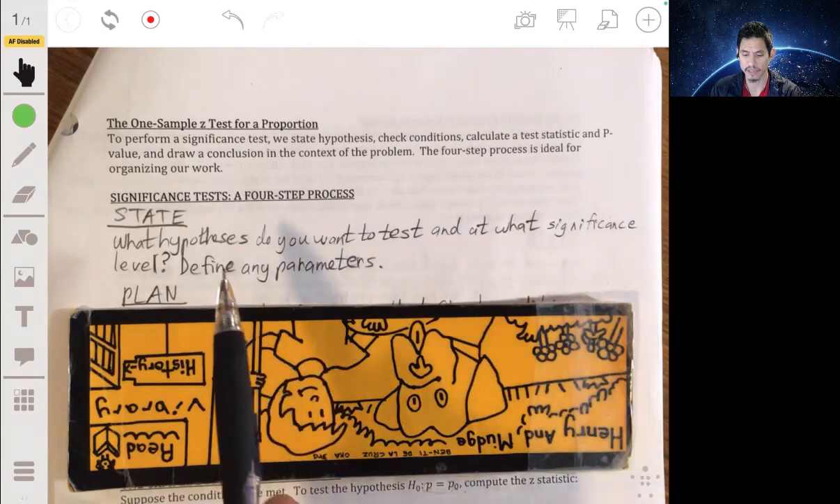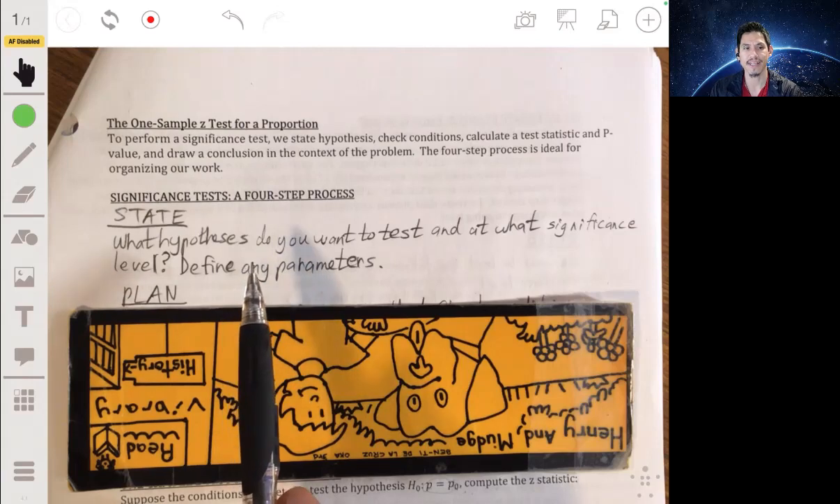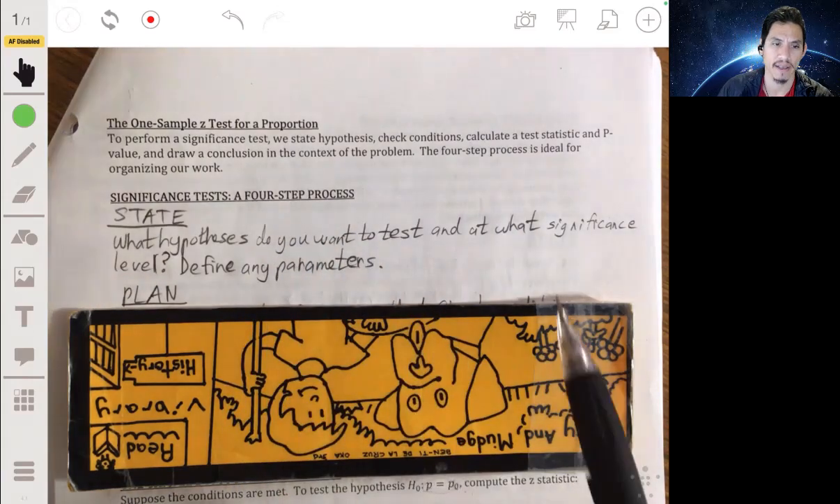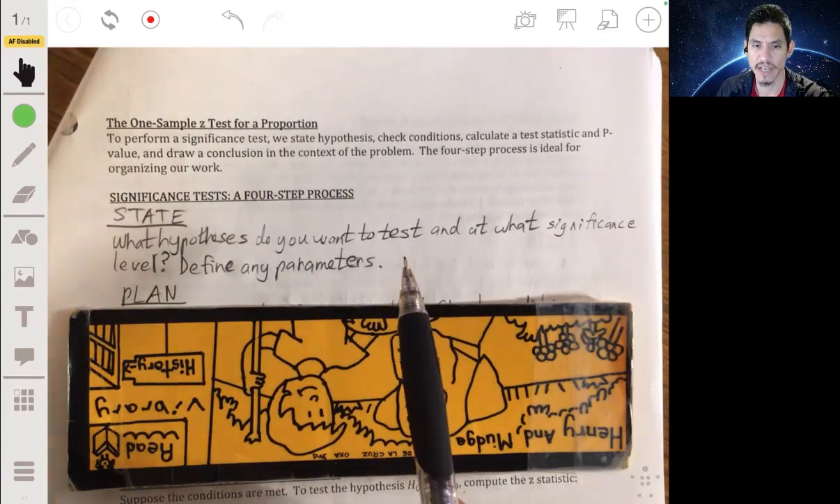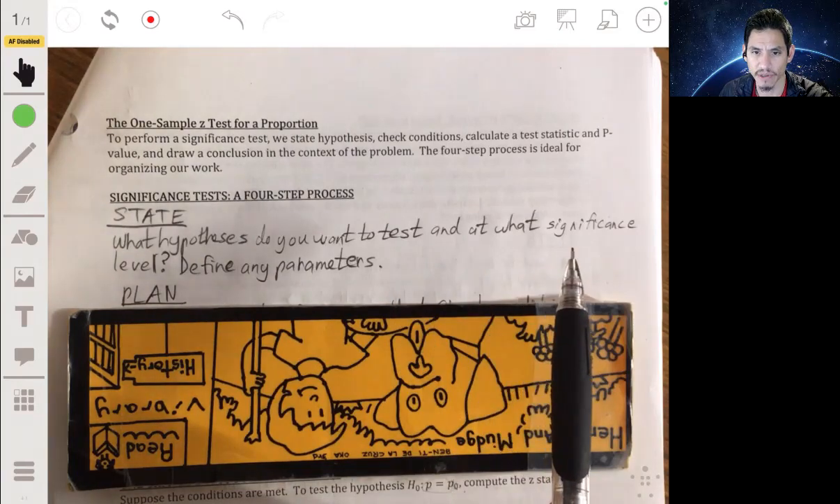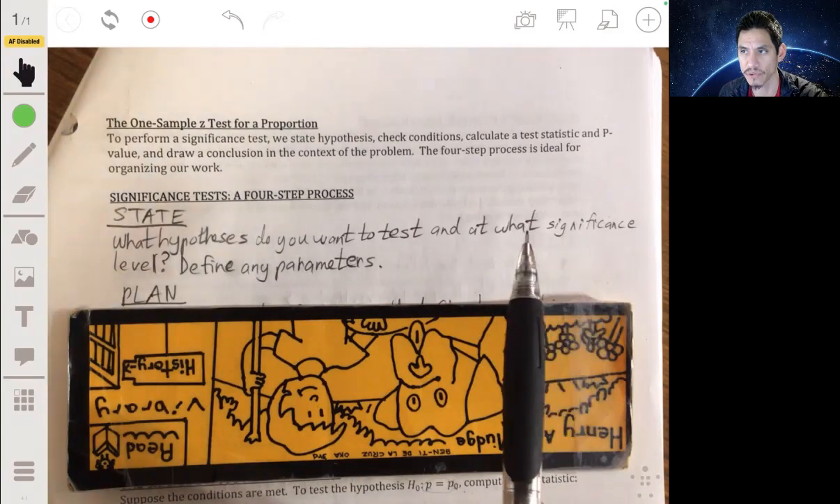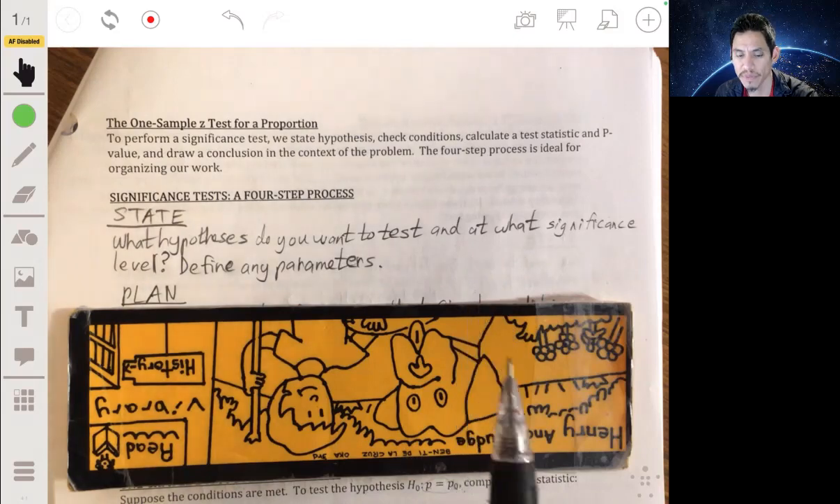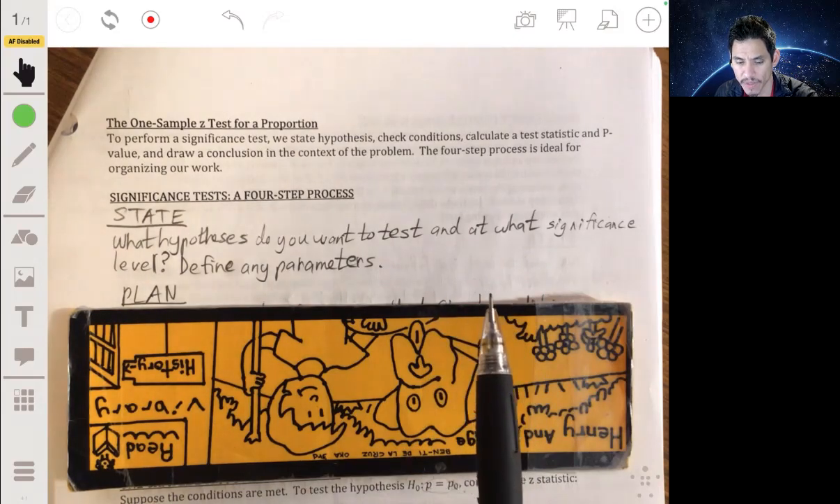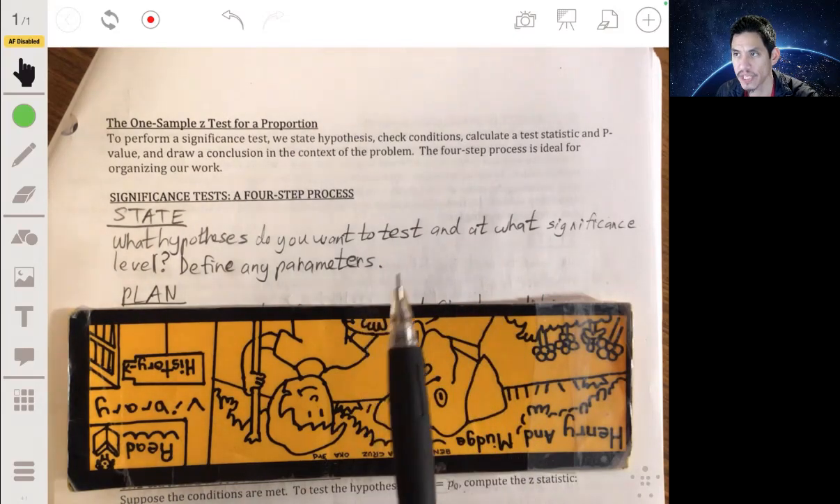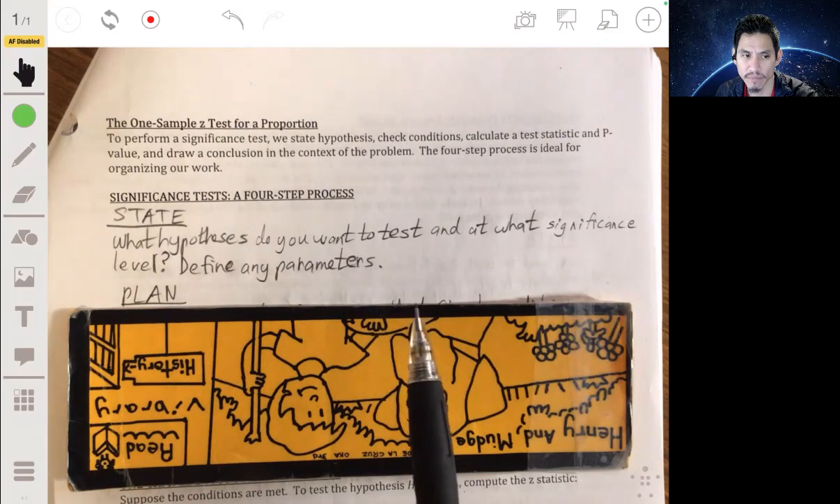Anyways, we start with our state. We mention what hypotheses we want to test, our H0 versus our HA, and what significance level, like alpha is what? Like 0.05, 0.01, that sort of thing. And defining parameters, what our p represents in the context of the problem.